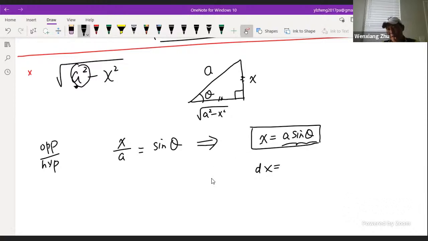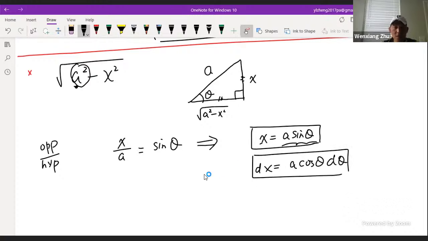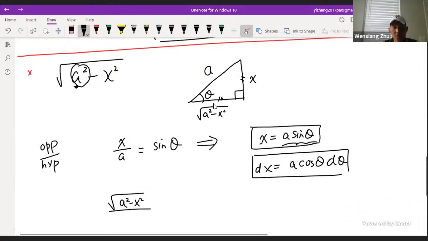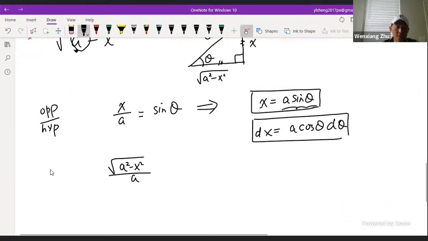Now this is better because I don't have to use an extra negative sign when I'm doing the differential. So I will get a cosine theta d theta. So the second term is there. The third one is I have to express the term, the square root of a squared minus x squared. In this case, I want to use adjacent over the hypotenuse. This is adjacent over the hypotenuse, and we know that's just cosine theta. So I can multiply both sides by a. And there we go. This is the term that will be involved in our integrals.